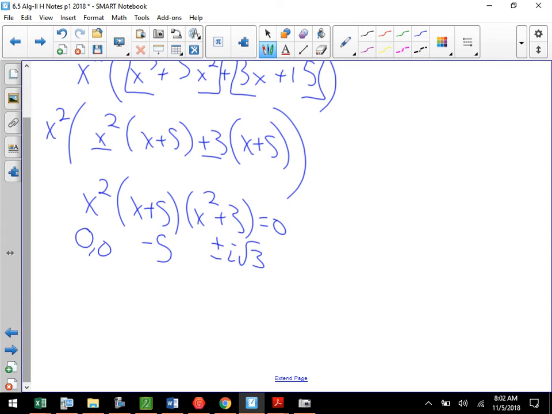So your zeros are 0 with multiplicity of 2, and then -5 plus or minus i root 3. That's where it comes in the idea of why they write it as multiplicity. Okay. And usually that's the style you'll see when you take an x squared out right away. That's where you're going to get multiplicity.